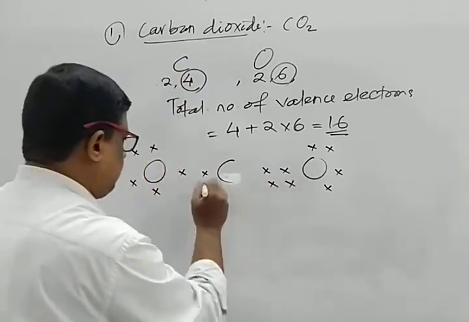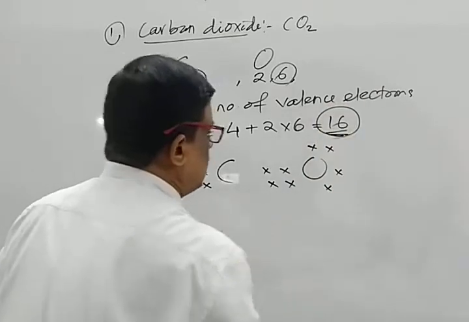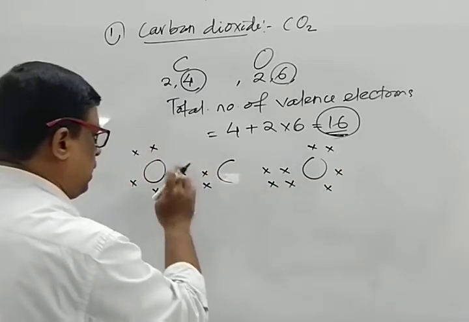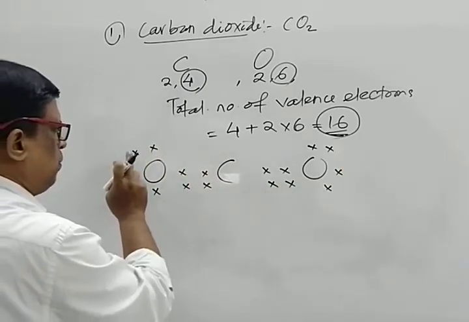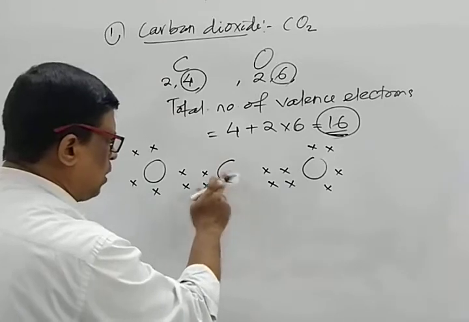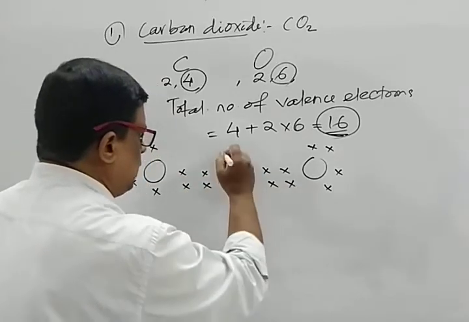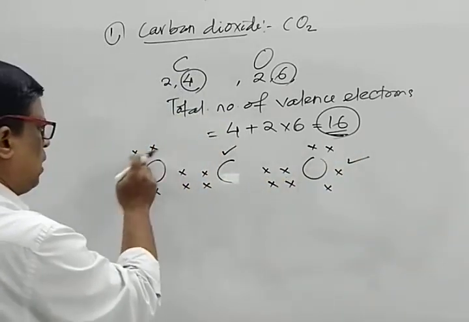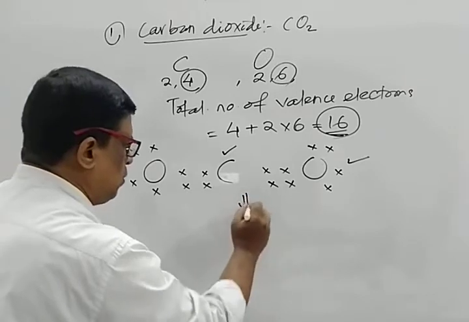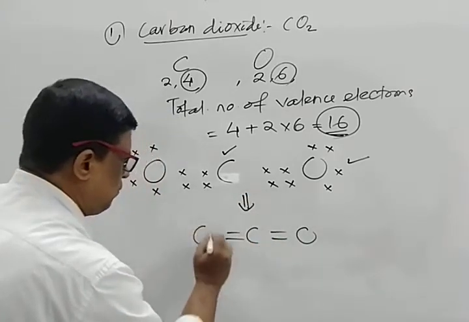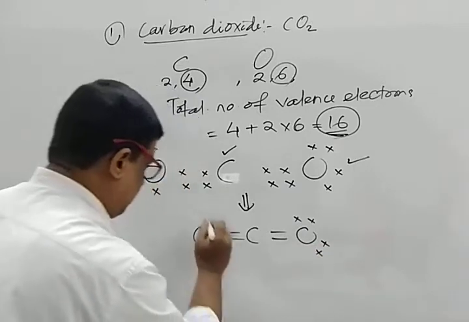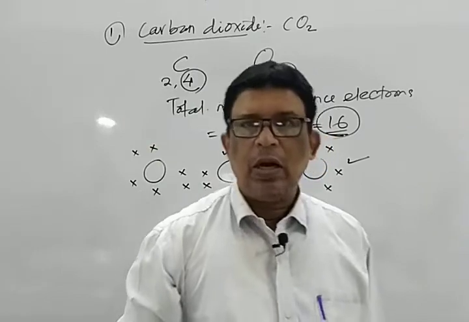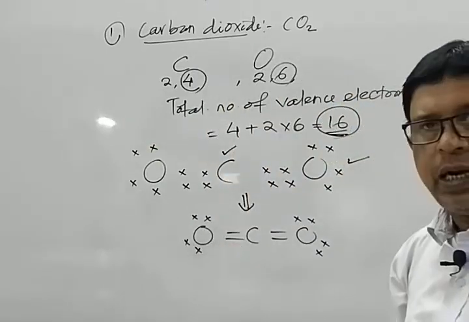So mark that. How many? 16 electrons or 8 pairs of electrons. Counting 1 through 16. For carbon, 1, 2, 3, 4, 5, 6, 7, 8, it is satisfied. For each oxygen, 1 through 8 is satisfied. So we can represent it like this. It is the Lewis structure, the dot structure, for carbon dioxide.